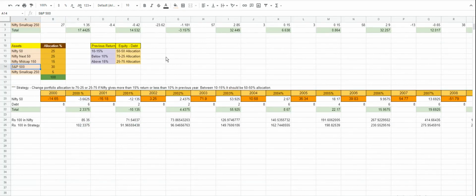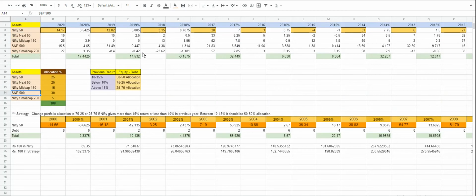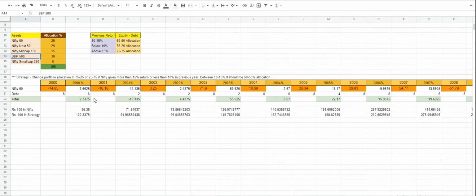So there is a strategy, okay? How can we reduce the risk? This allocation is fine. Now let's think about the risk portfolio, okay? So this is what I've come up with. This is a simple strategy, okay? So you are going to check the previous year return. Previous year return, you're going to check it.